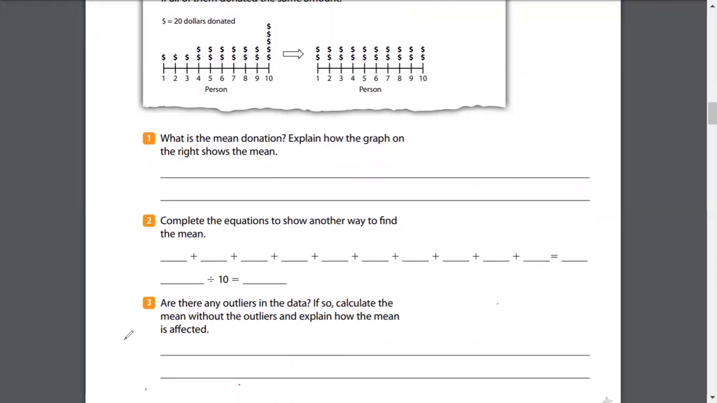So here's number 2. It says, complete the equations to show another way to find the mean. So another way would be that first graph, where you have 20 plus 20 plus 20 plus 40, 40. So you would take this first graph and put in everything, the number of persons, and then just put that in 40. So 4, 5, 6, 7, 8, 9 has 40. And then the 10th person had 100, like they gave you originally.